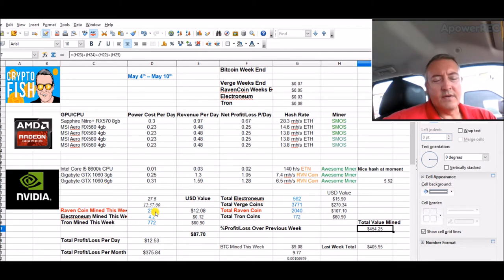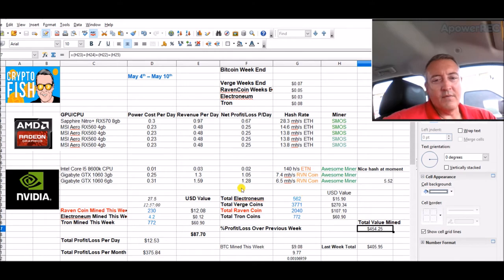Raven, 230 this week. That's down from last week, of course, because I was mining Nicehash for a little bit. That gives me 2,040 Raven coin at $107 worth. The Tron, $60 worth, 772 coins.